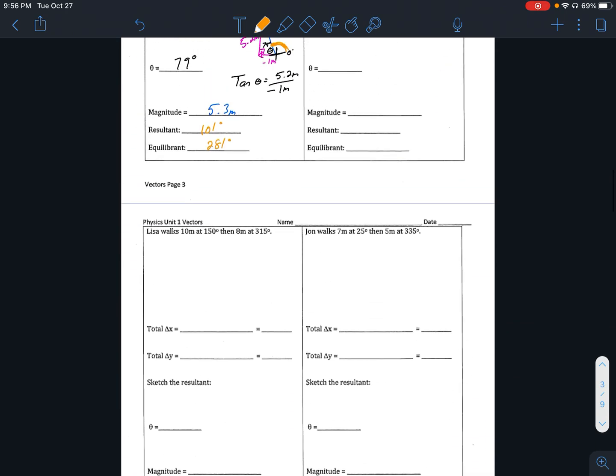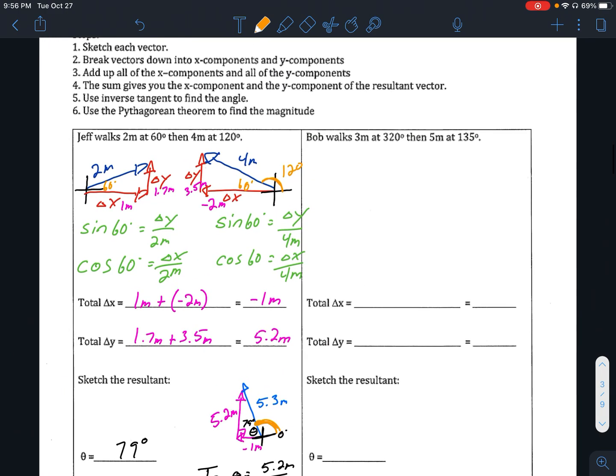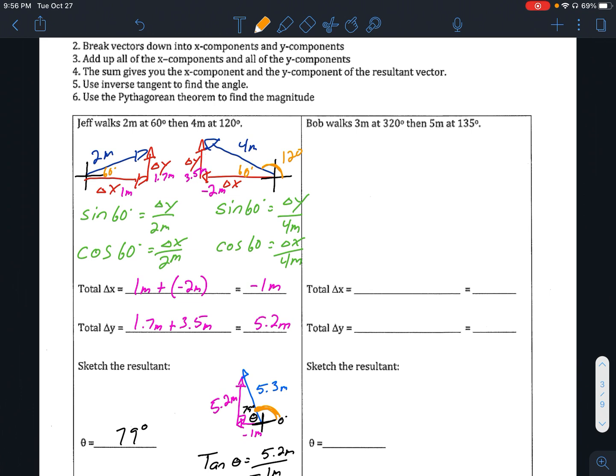But I'm going to walk through, no pun intended, Bob walking 3 meters at 320 degrees and then 5 at 135. If you're good to go and you're confident, you can kind of stop the video here and then go on your own and just check the Schoology solutions. If not, you can refer back to this.